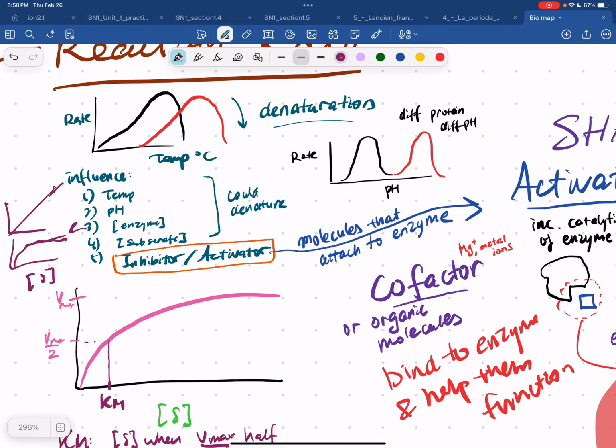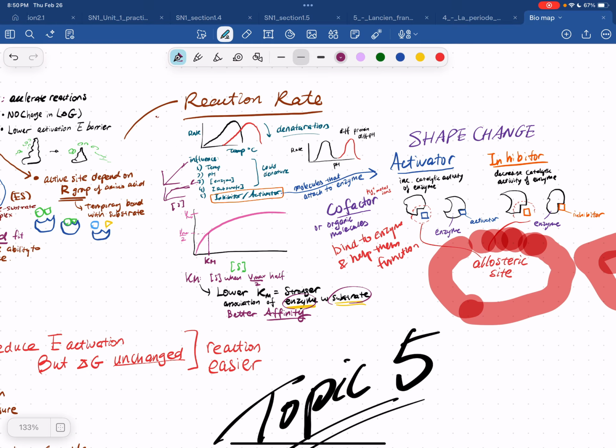There's something called initial reaction rate. Not sure what initial reaction rate is.